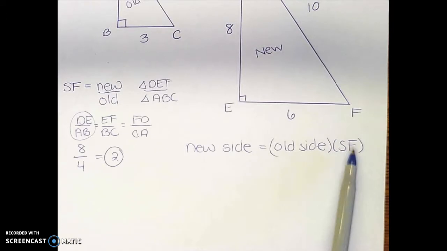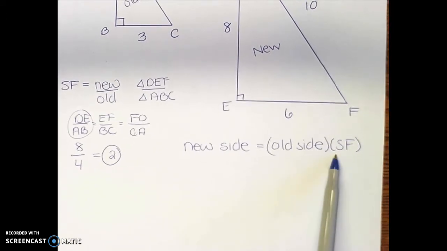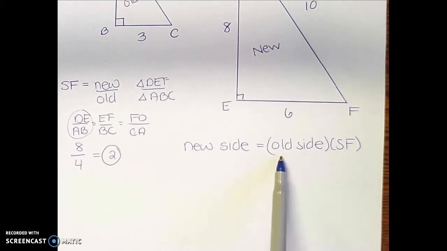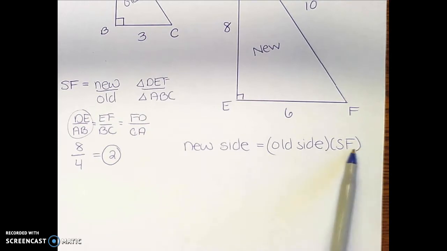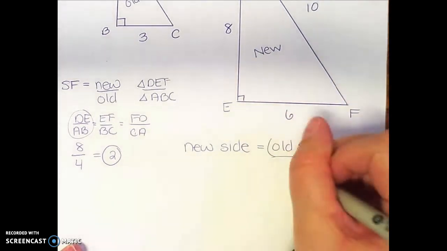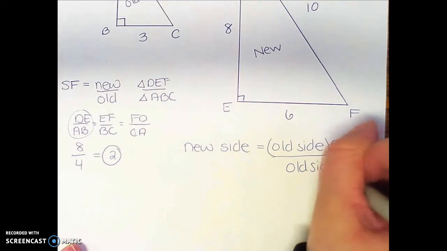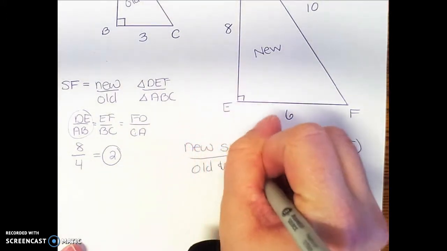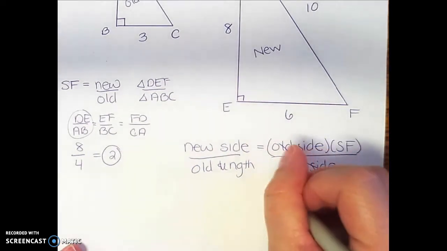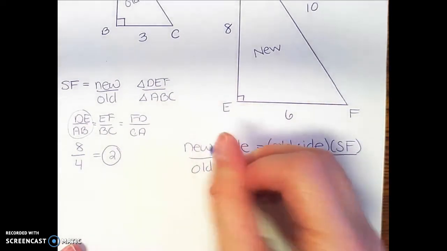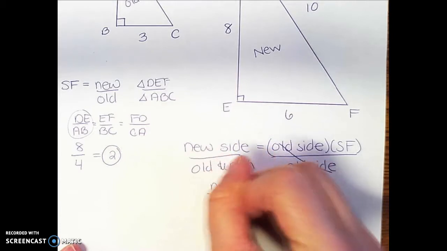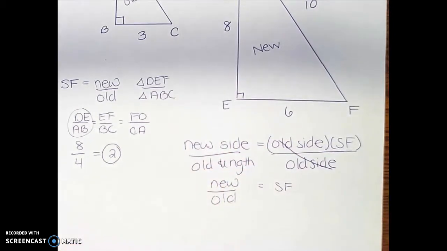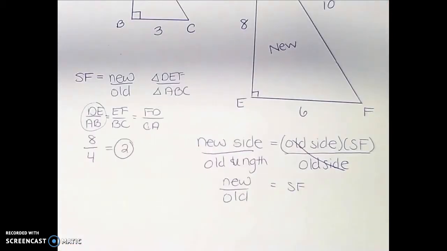Now guys, this is what a scale factor is. If I were to solve for the scale factor here and divide this side by the old side length, and divide this side by the old side length, this reduces, and guess what? Your scale factor is equal to new over old. That's where that comes from. So now let's talk about area and perimeter.